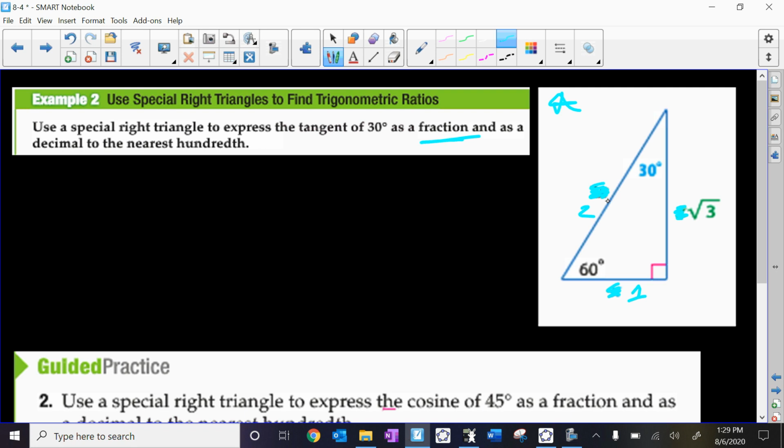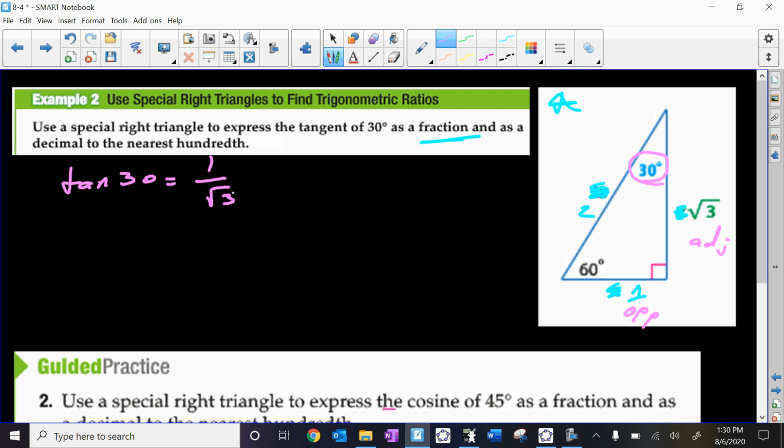So if I want to use tangent of 30, I'm going to find the 30-degree angle. Remember, tangent is opposite over adjacent. So we can say that the tangent of 30 is the same thing as 1 over the square root of 3.